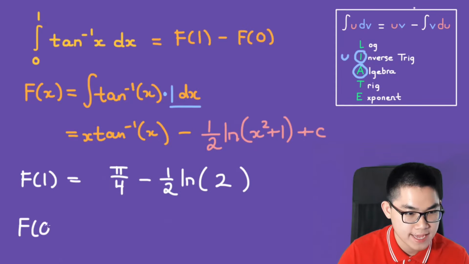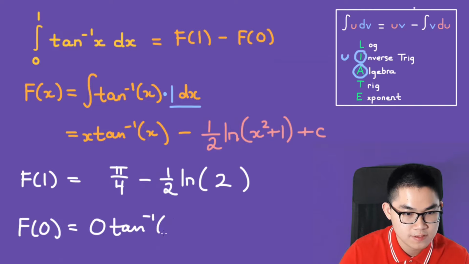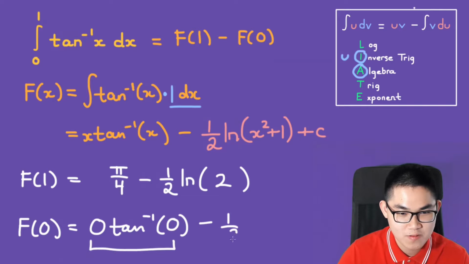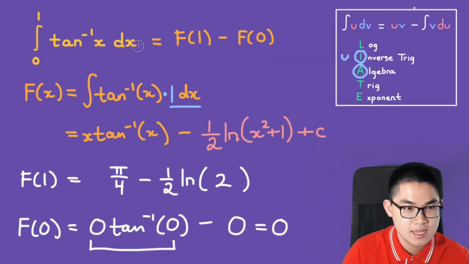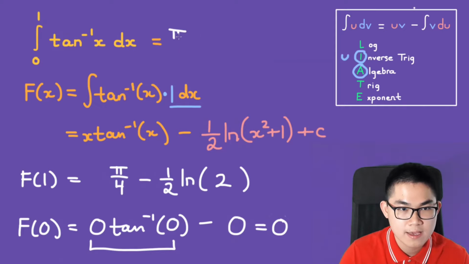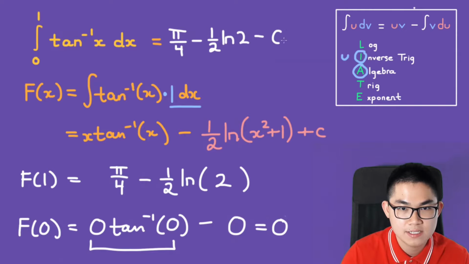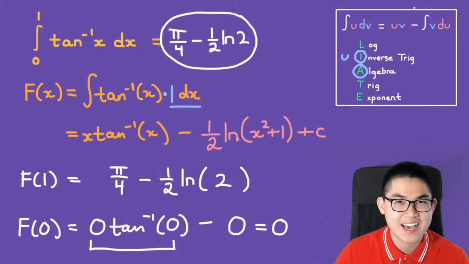How about f at 0? So we have 0 times arctan of 0, and let me tell you this will be 0. So minus 1 over 2 times the ln of 0 plus 1, which is 1, and the ln of 1 is 0. F at 0 will simply give us 0. So our final answer, f of 1 minus f of 0, will be pi over 4 minus 1 over 2 ln of 2 minus 0. And we no longer need that. So here is our final answer.